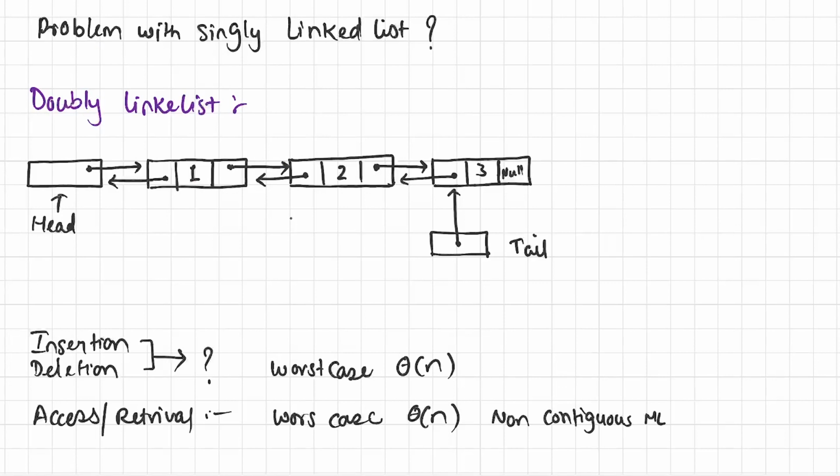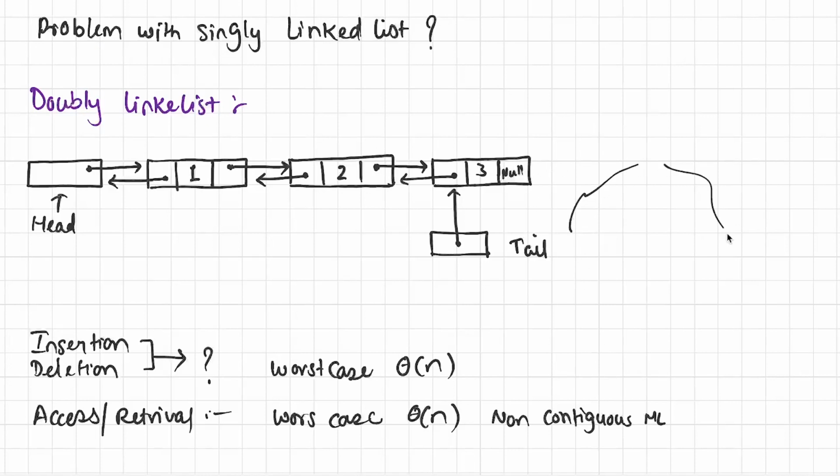Now what happens if you want to access or retrieve any node in the doubly linked list? This is where the doubly linked list falls behind, because in ArrayList, as the elements are stored in contiguous memory locations, we can perform this operation in big O of 1 or theta of 1 constant time. But in this case, we can perform the retrieval operation in theta of n time, because all the elements are stored in non-contiguous memory locations.